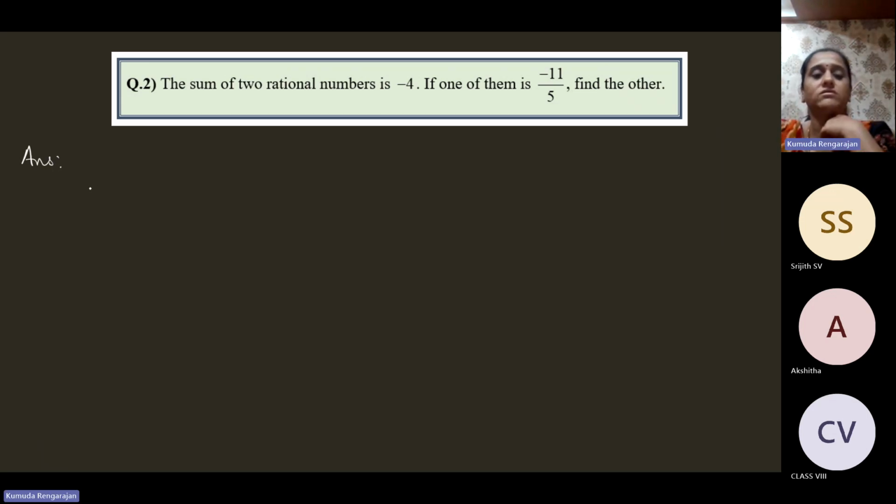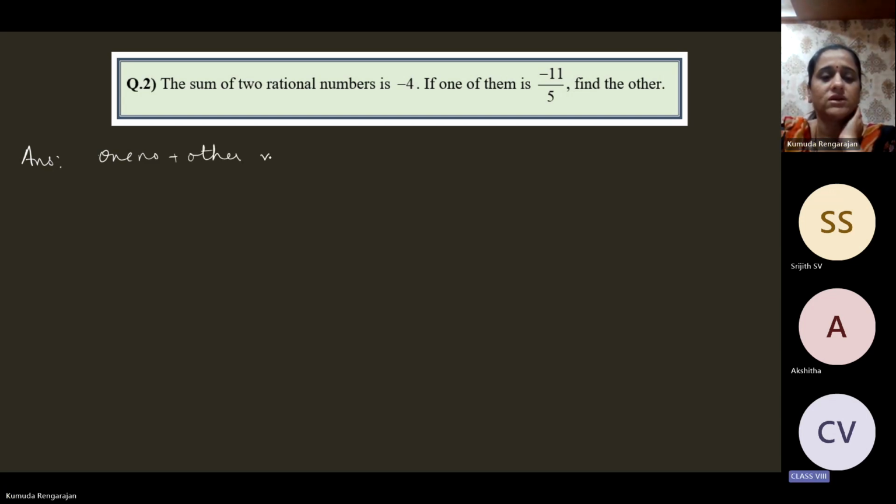Tell me the steps here. Ma'am, let the other number be X. Okay. X plus minus 11 by 5 is equal to minus 4. So one number plus the other number is equal to minus 4. One of them is minus 11 by 5. So let the other one be X.